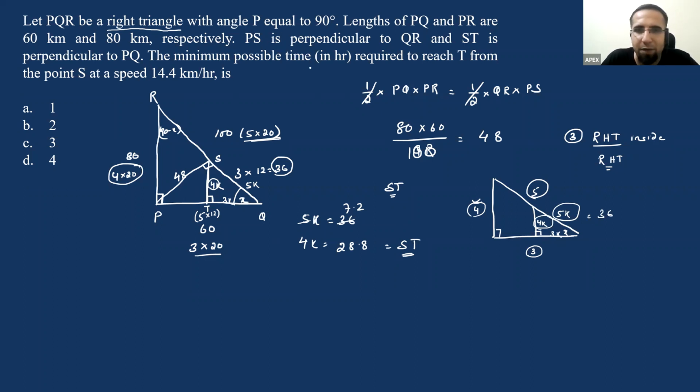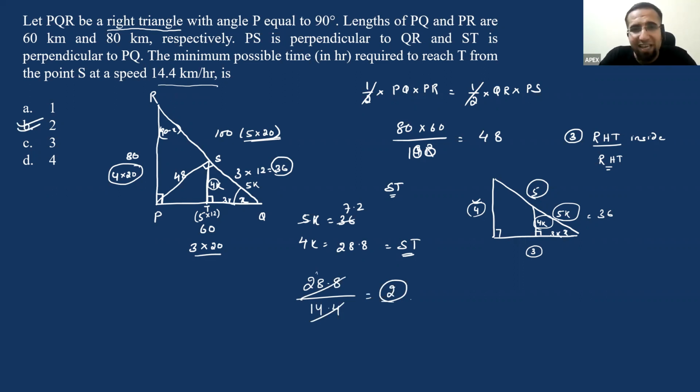Now the question asks you to find the minimum possible time required to reach T from the point S. The speed is 14.4 kilometers an hour. So total distance is 28.8 kilometers, and we are dividing it by 14.4. Now 14.4 into 2 is equal to 28.8. And therefore, 2 should be the answer of this right angle triangle question that we are talking about.